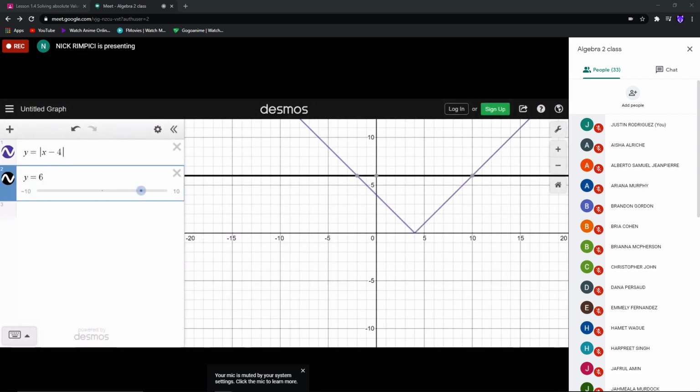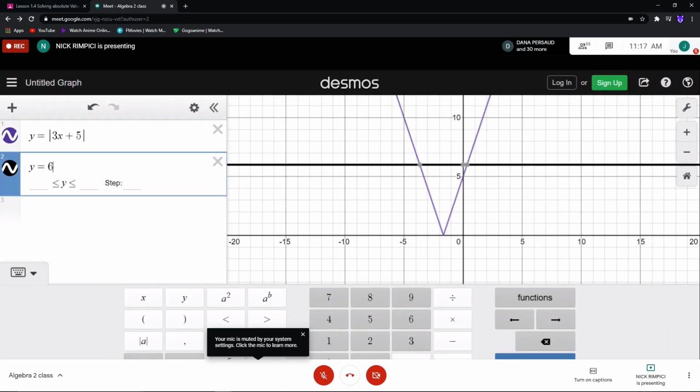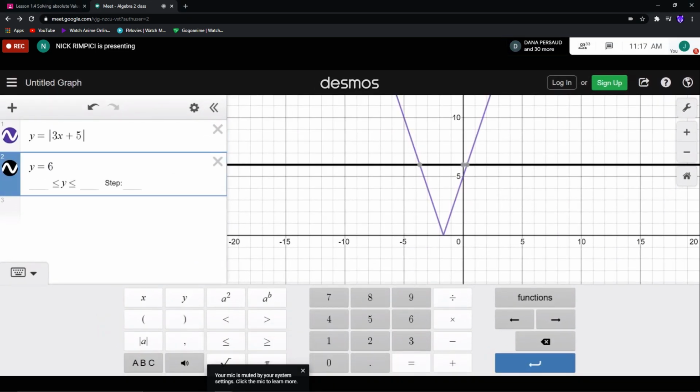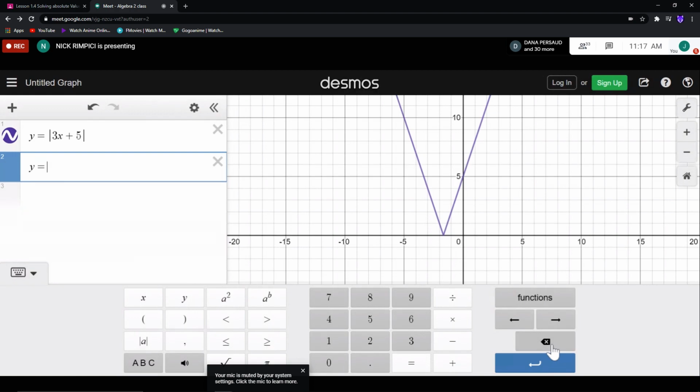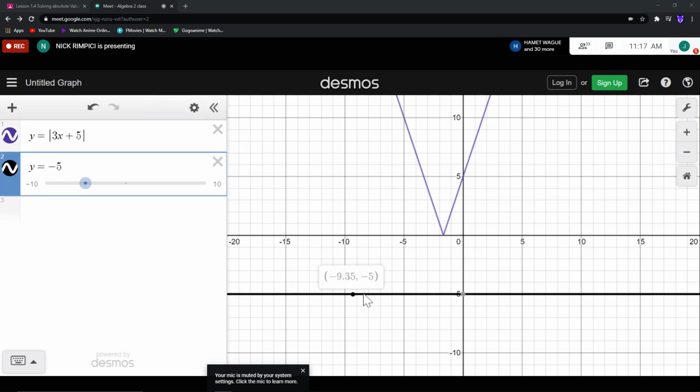Okay, so let's take a look at the absolute value of 3x plus 5, right? So let me go back, erase this. 3x plus 5. And then the other value was -5. So here's the absolute value, and there's the other function, -5. What do you notice about those two things?